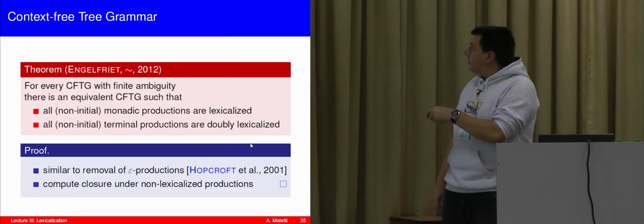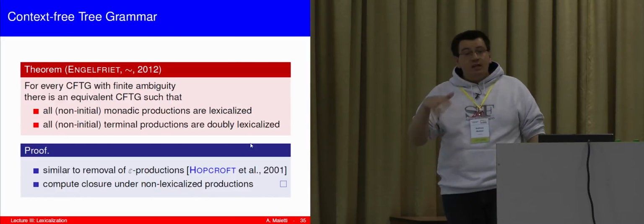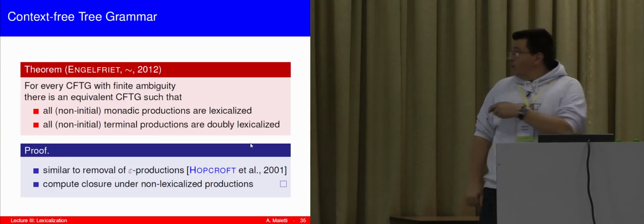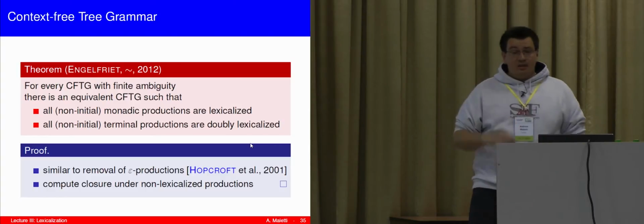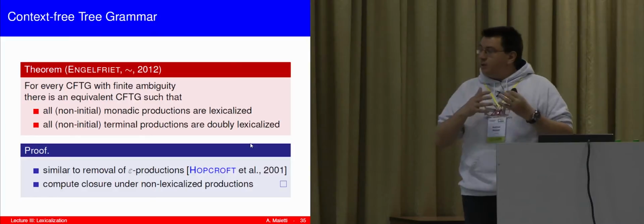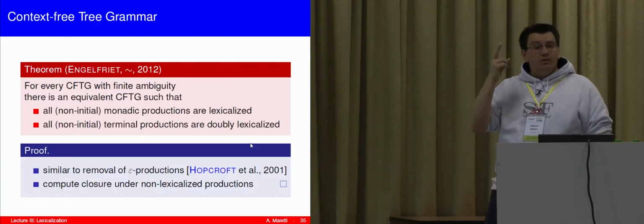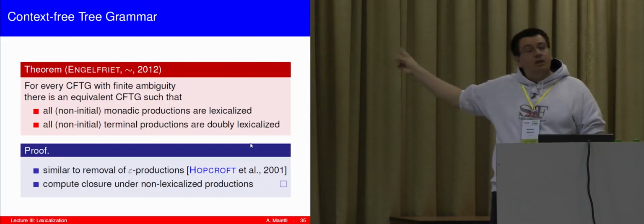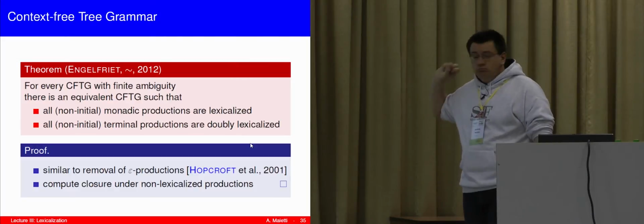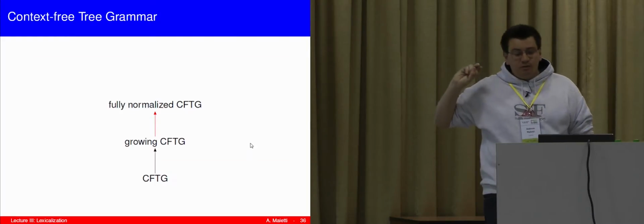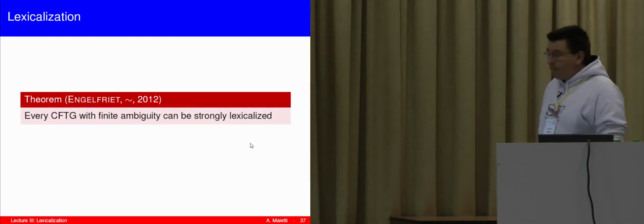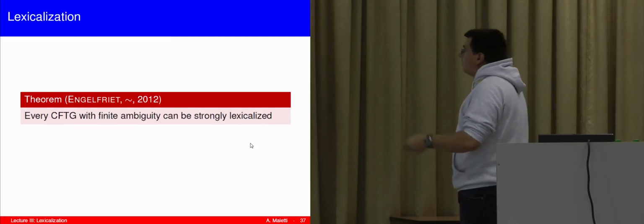So these are already lexicalized. The monadic productions are already lexicalized. The terminal productions, they're even doubly lexicalized. Now there are those productions which have at least 2 non-terminals. These are left. And I have no restriction for them so far. So this I have to do something about. But fortunately this also worked.